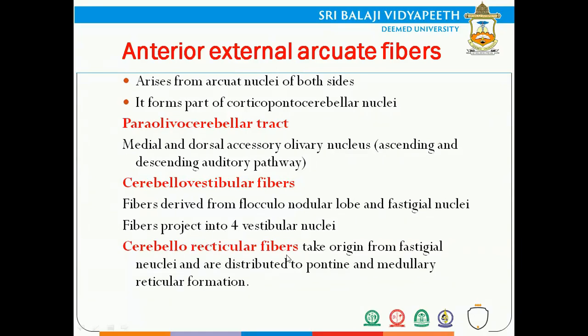The cerebello-reticular fibers take origin from the fastigial nucleus of cerebellum and are distributed to the pontine and medullary reticular formation. So the cerebello-vestibular and cerebello-reticular fibers are mainly fibers that arise from the flocculonodular lobe and the four deep nuclei we learned, right? One among the nuclei is the fastigial. Like that you had the globose, like that the four deep cerebellar nuclei. So fibers from these four cerebellar nuclei are distributed to the pons and medulla through the cerebello-reticular fibers.